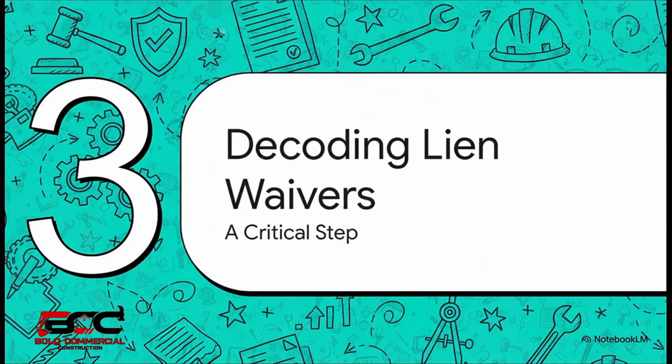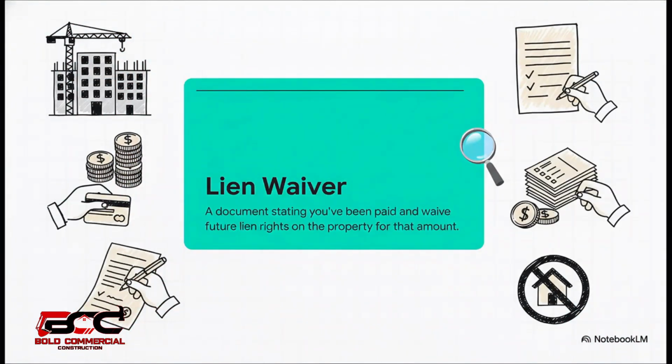All right, let's dive into the part that, let's be real, often causes the most confusion but is so critical for getting paid: lien waivers. Getting this part right is a huge step toward building that rejection-proof application we're aiming for. So what even is a lien waiver? The easiest way to think about it is as an official receipt in the construction world. When you sign it, you're formally stating, yes, I've been paid for this work, and in exchange, you give up your right to place a lien on the property for that specific amount of money.